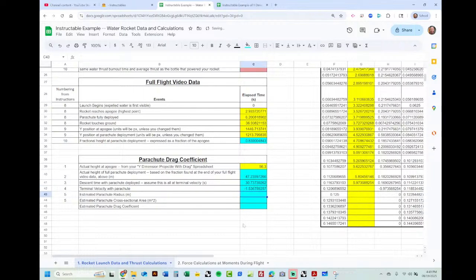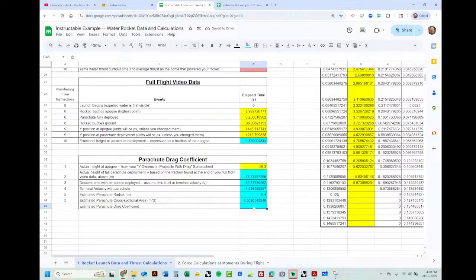All right. Estimated radius of the parachute. My parachute was about 0.8 meters in diameter, so it was about 0.4 meters in radius. Cross-sectional area, the area of a circle with that radius, is pi r squared. Here's how you do pi in a spreadsheet. Pi and open and close parentheses times radius squared. So about half a square meter.